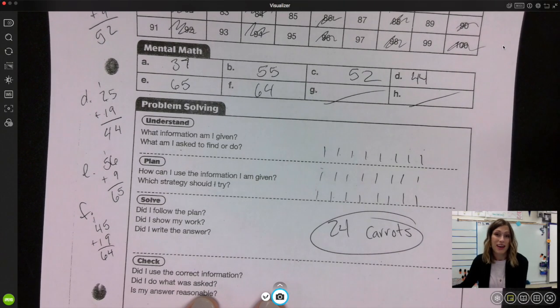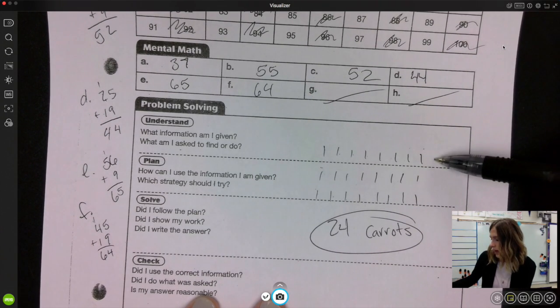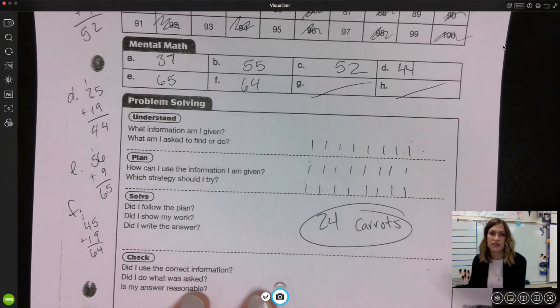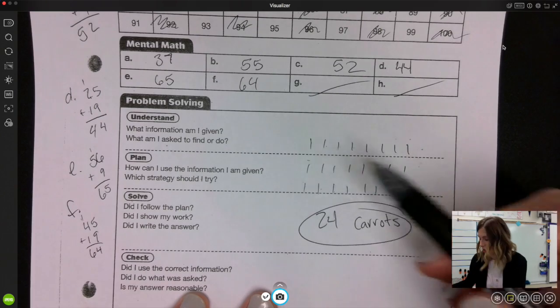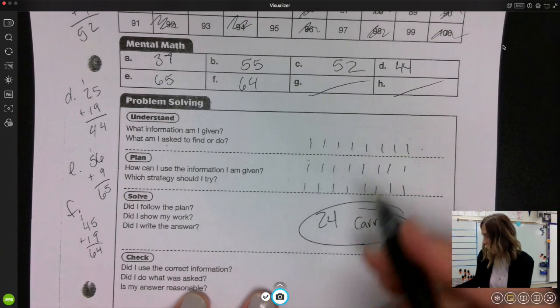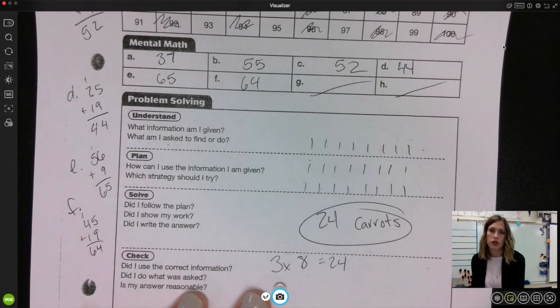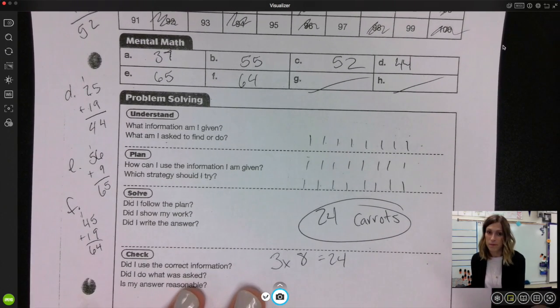If you're really good at your eights, you could also count by 8. So you could go 8, 16, 24. Eventually, Mr. Saxon is going to teach us, too, that this is like multiplication. So if you did 3 times 8, 3 times 8 also equals 24, so you could have arrived at the answer that way as well.